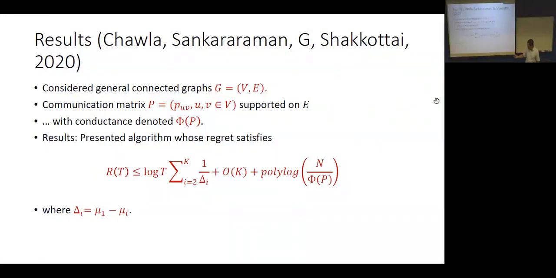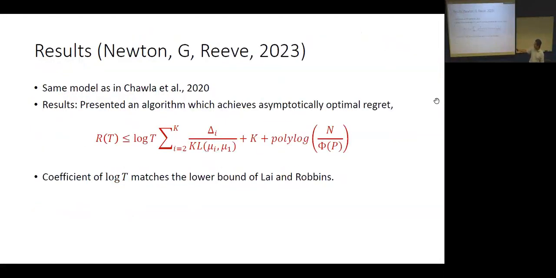Okay, and then there's one more paper to talk about. On the log t term, we have this coefficient, and then there are some constant terms. We looked at this again later with my colleague and student, and we changed the algorithm again a little bit. Then we got the scaling where the coefficient of log t, instead of 1 over delta, becomes delta over the KL divergence. And this is the best possible.